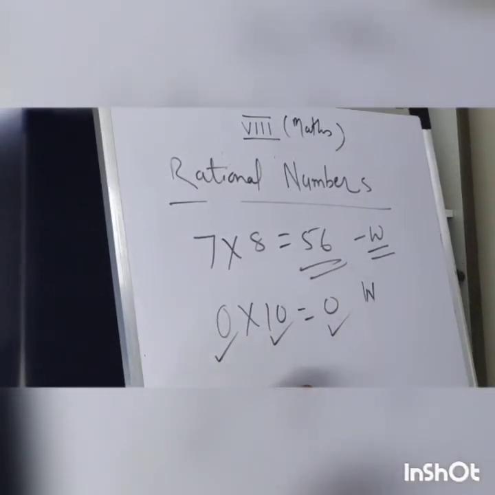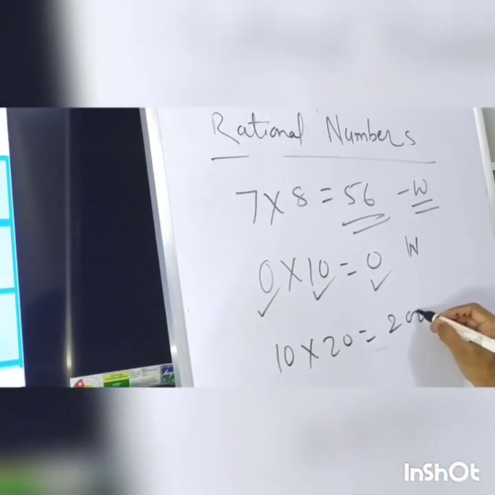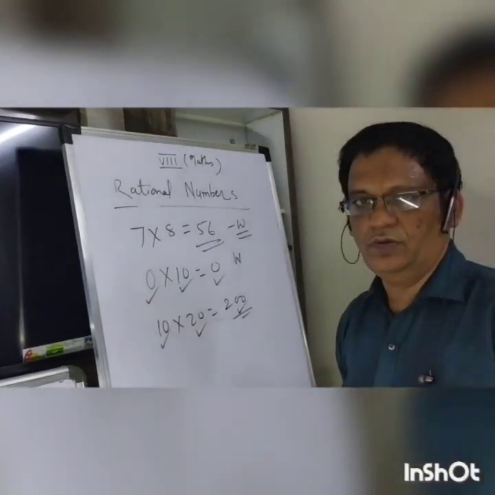Another, say 10 into 20. 10 into 20 is 200. 10 is a whole number and 20 is a whole number, and the resultant product is also a whole number.